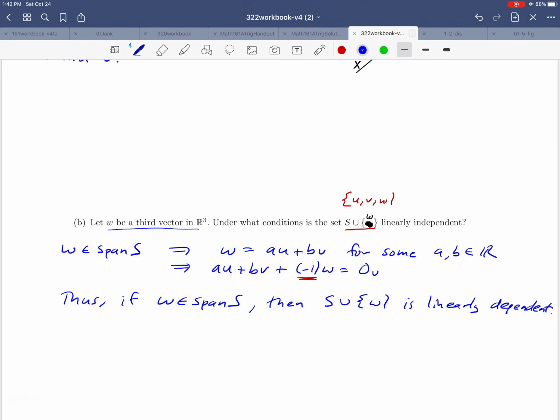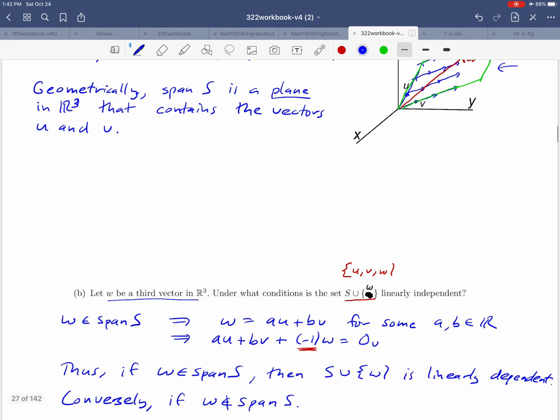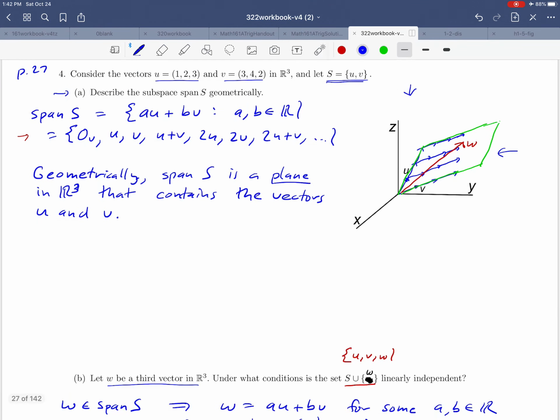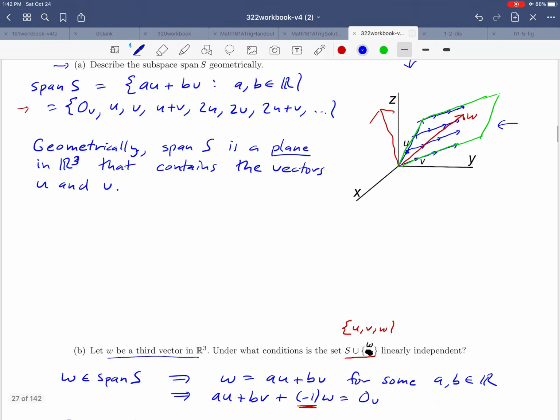Okay, well, what's interesting is it turns out that the converse of this is also true. Let's just briefly explore that here. So suppose that W were not in the span of S. Well, if that were true, where would it be? I'm going to just scroll up to our picture again. If W were not in the span of S, that would mean that it would be outside of this plane, kind of sticking up maybe over here in this direction or something like that.